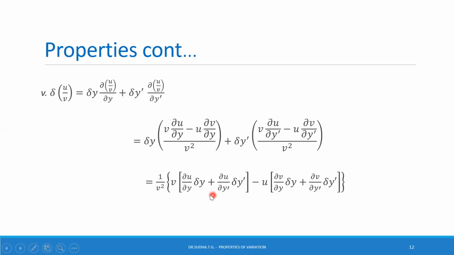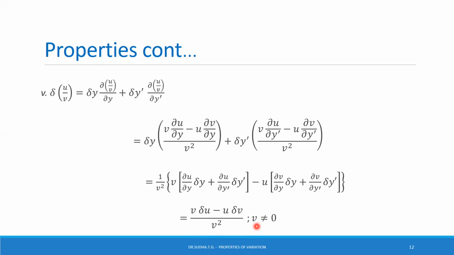But the terms within the square brackets are nothing but variation of u and variation of v. So we get 1 by v square into v into delta u minus u into delta v and here we need to give the condition v is not equal to 0, otherwise it is not defined. Hence we have proved the fifth property. So these are the properties which we have in variation of functions.